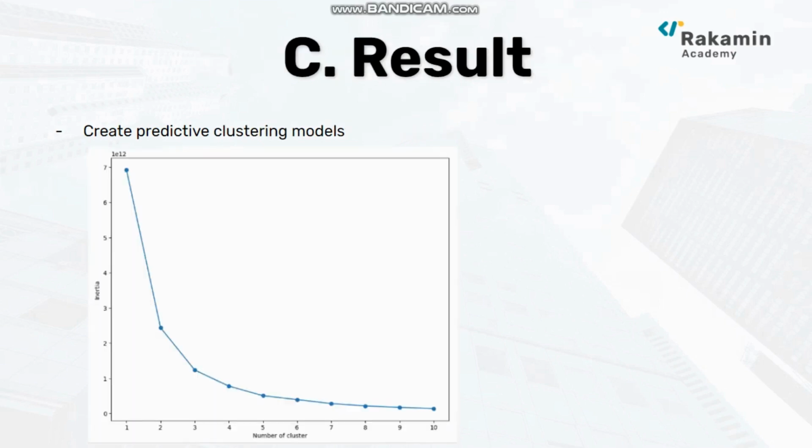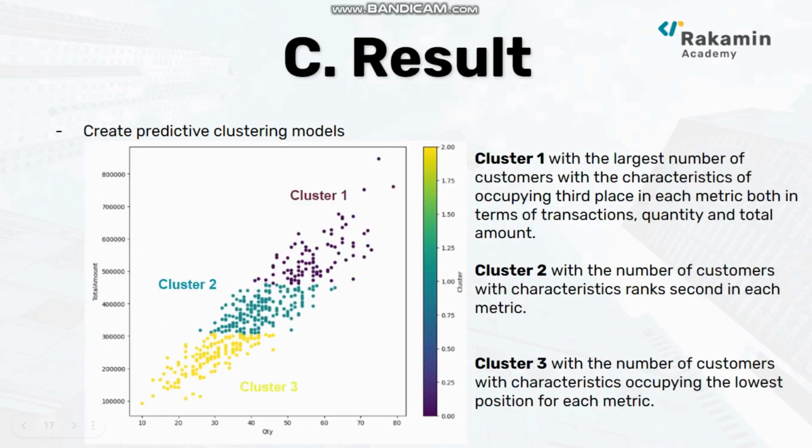Here is the result. For the predictive clustering models, you can see that the inertia shows non-significant change at 3 clusters. So we're going to use that, and we get 3 clusters. The first is cluster 1 with the color purple. The second one is cluster 2 with the color blue, and the third one is cluster 3 with the color yellow. Cluster 1 is the largest number with customers that have a high metric.